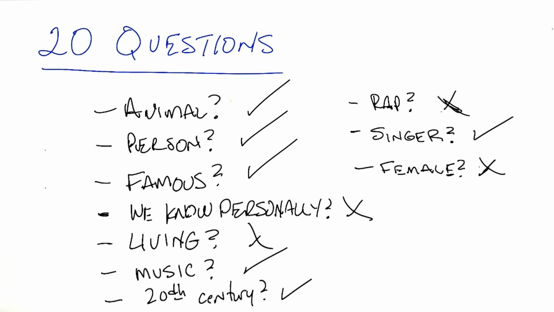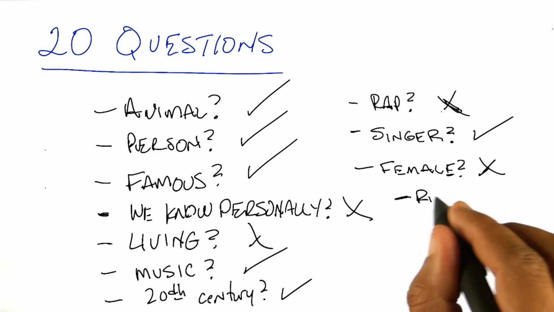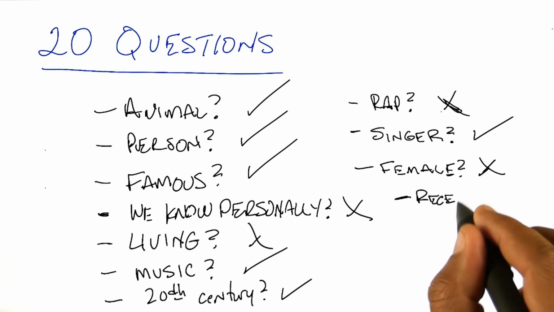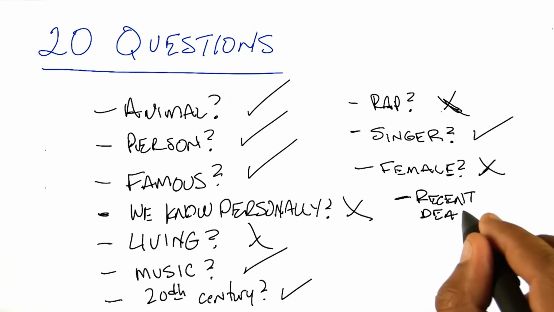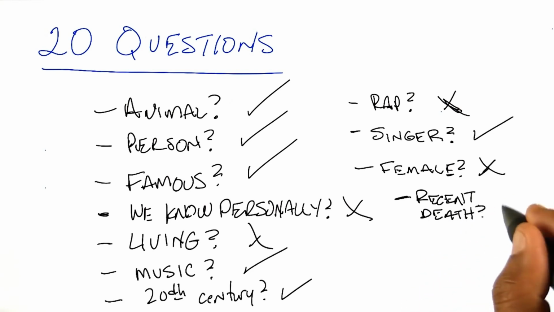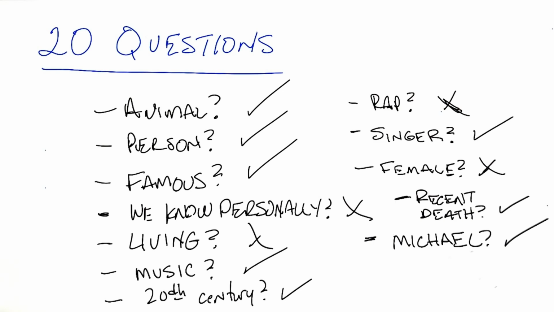Yes, the clock is ticking down, but I feel like I have narrowed it down quite a bit at this point. Did the person die since you've become a professor? So say in the last, how long have you been a professor? Forever, it sounds like. Let's see. Recent death. And I'm going to say the answer is yes. Is the person's name Michael? The answer is yes.